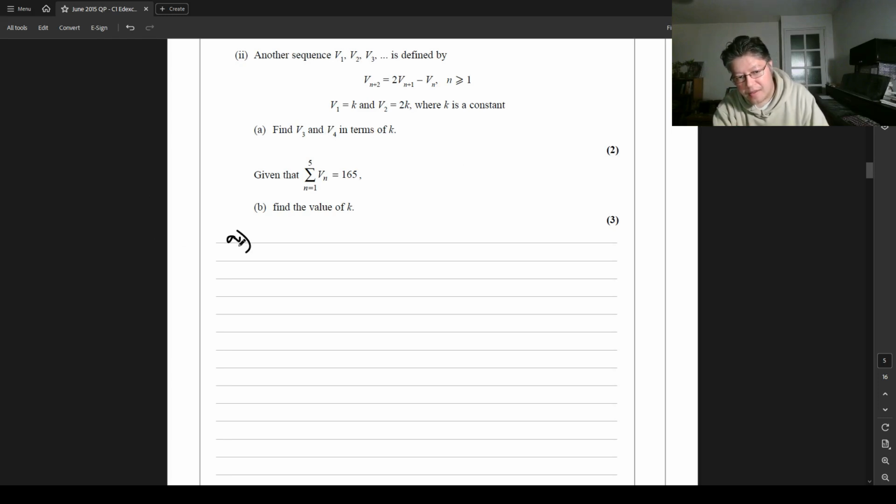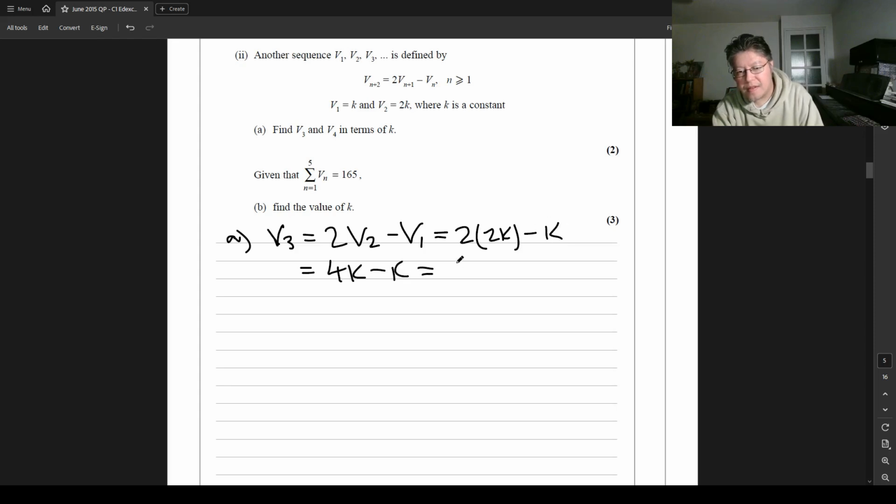So let's begin part A. Let's get v3. According to the iteration formula, v3 is twice v2 minus v1. And we'll substitute those in. So twice v2, which is 2k, minus v1, which is k. So that equals 4k minus k, and that equals 3k.